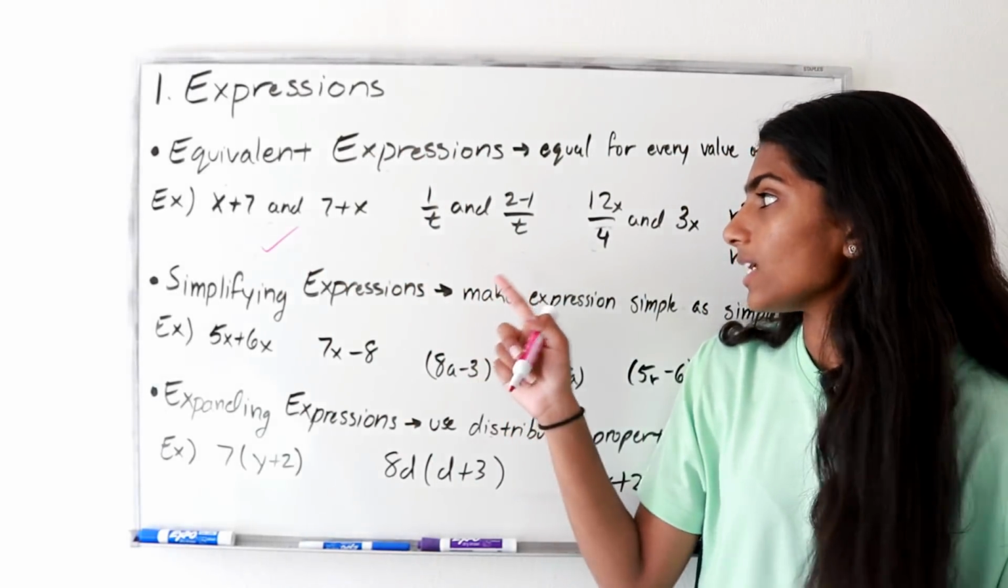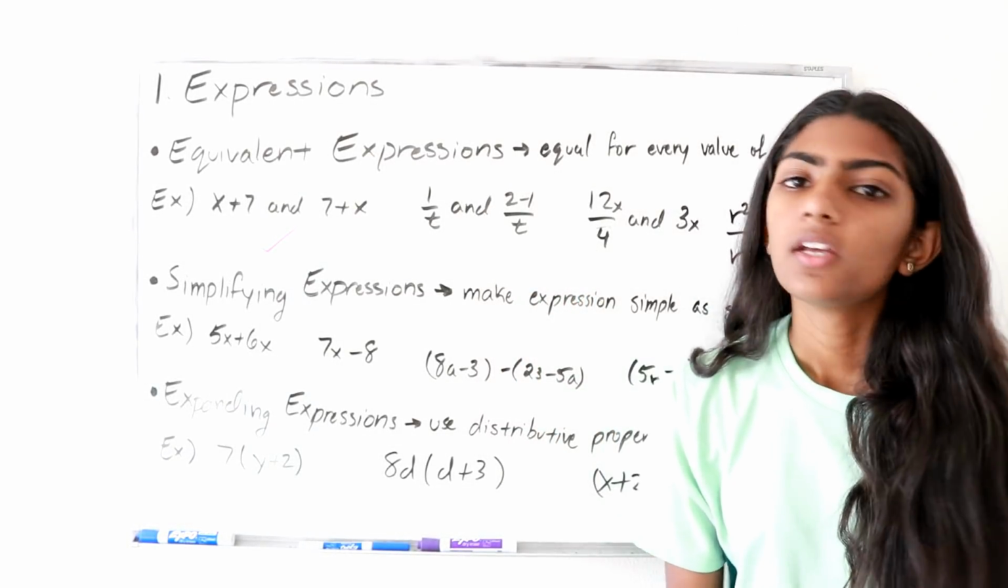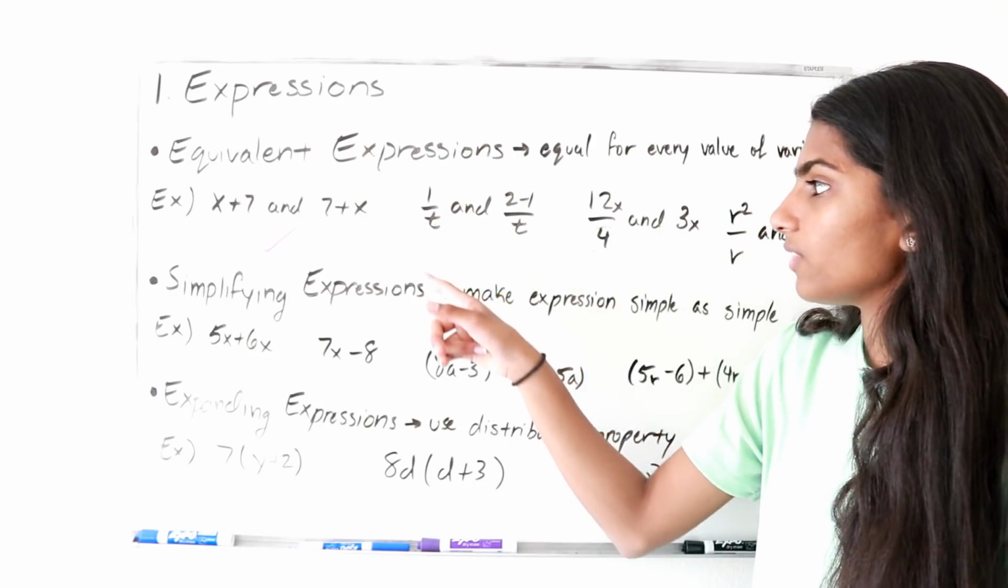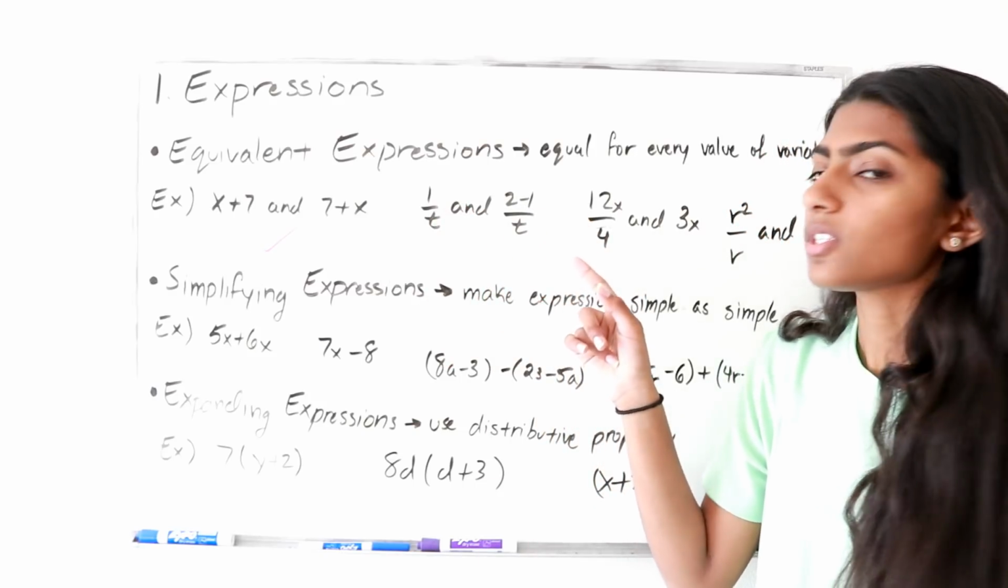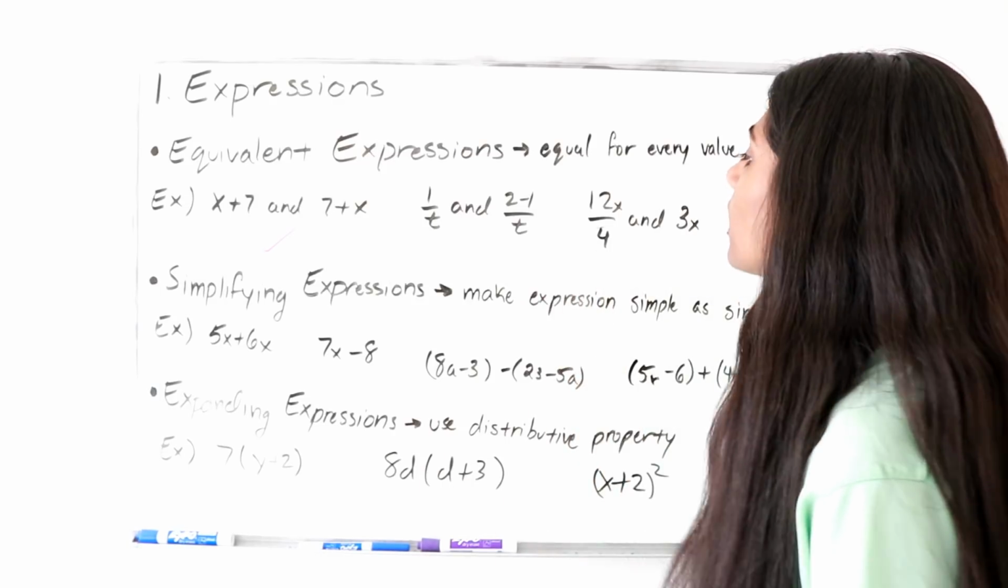Now let's look at 1 over t and 2 minus 1 over t. I'm going to plug in a number for t. Let's say 5. If I do 5, we have 1 over 5, and 2 minus 1 over 5, which is equal to 1 over 5. And I know they're equivalent, and I can try it for every single number, and they'll still be equivalent.